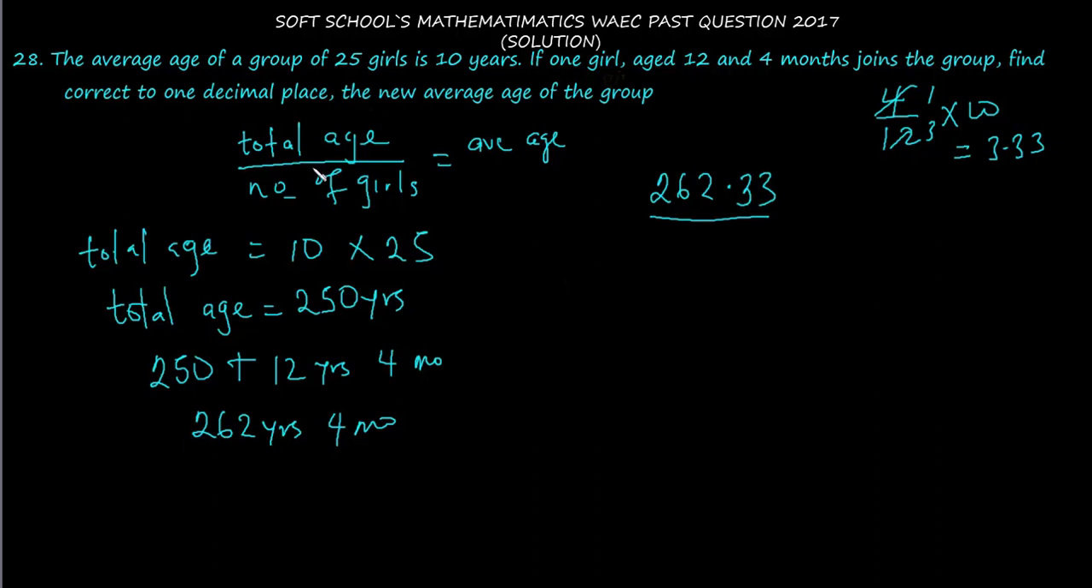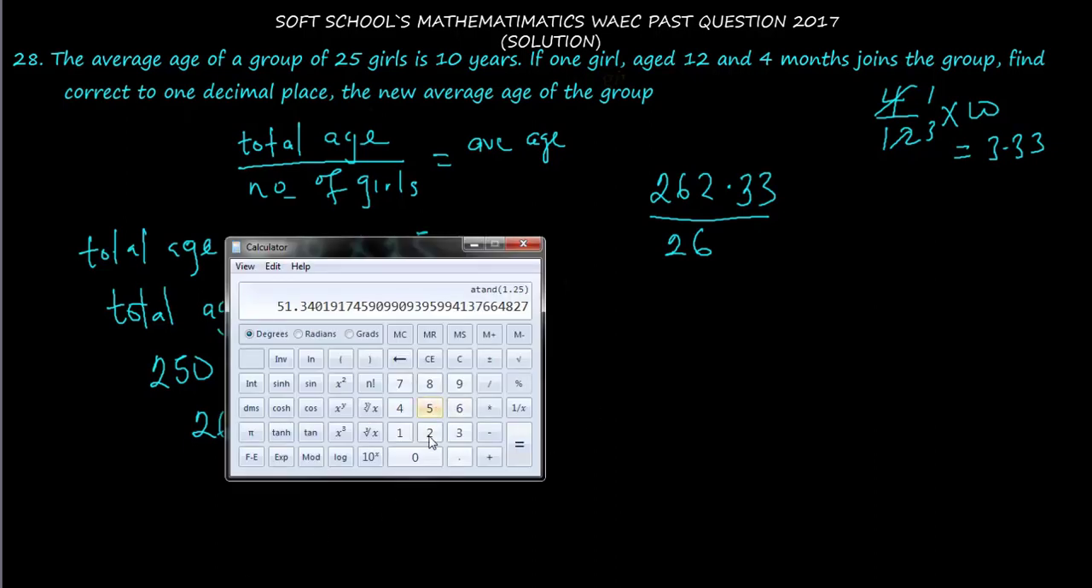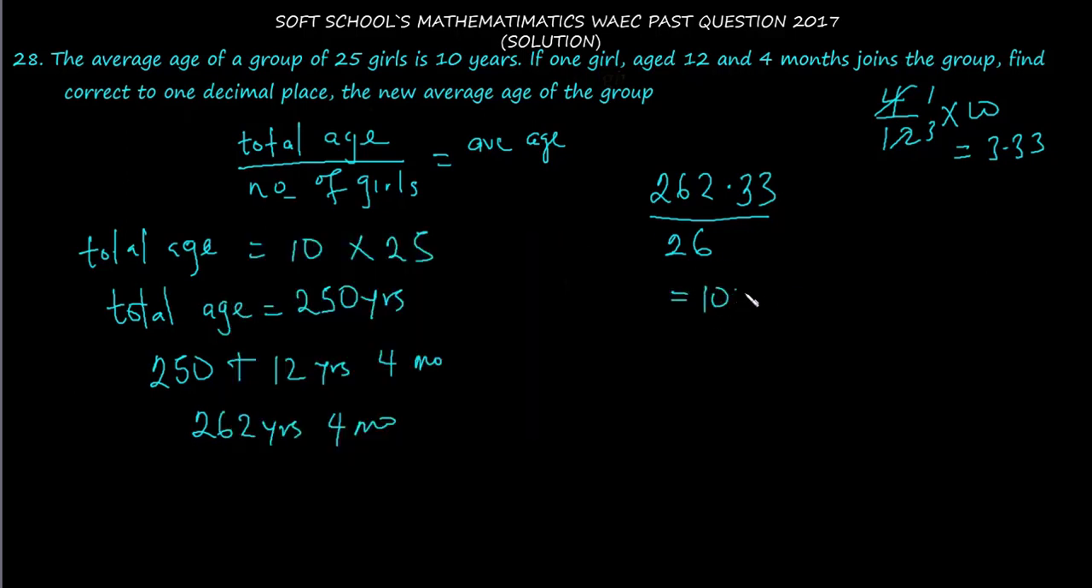Now the number of girls was initially 25, but when one girl joined, it is now going to be what? 26. So we are now going to say 262.33 divided by what? 26. This will give us what? 10.089. So this will give us what? 10.1. So this is the new average age, 10.1.